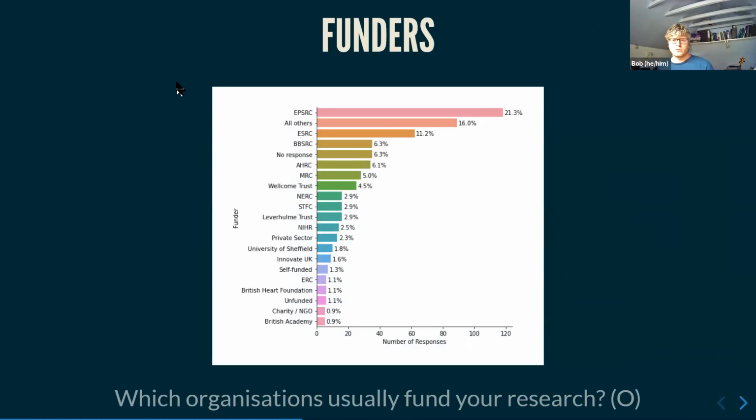Similar picture for funding. I don't know what the proportions of research funding are to be able to normalize this, but what I can see is that the major research councils and the major charities are represented within the responses here. So you can see those listed, although whether they should be in this order or not on the basis of overall funding, I'm not sure.